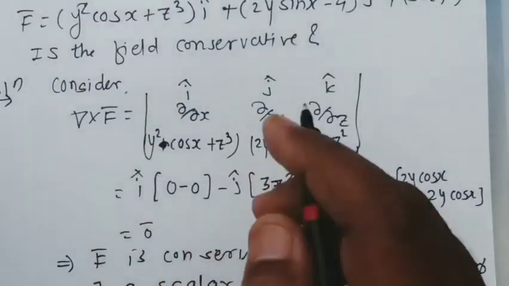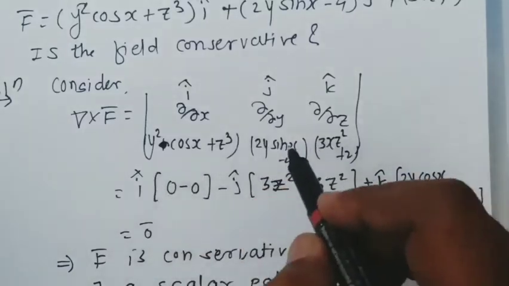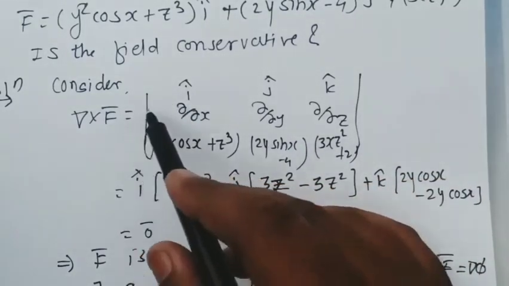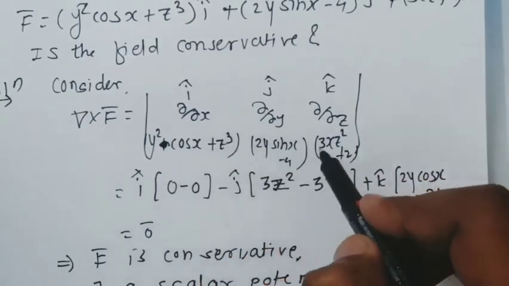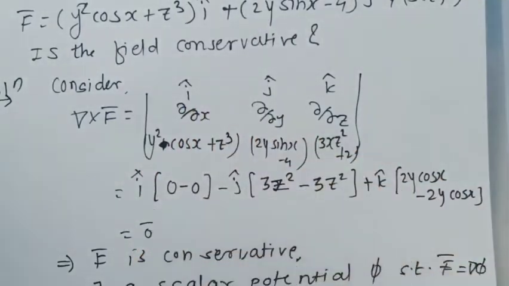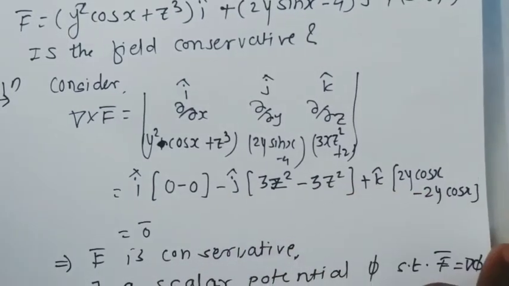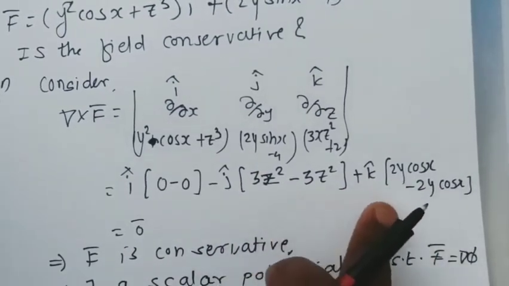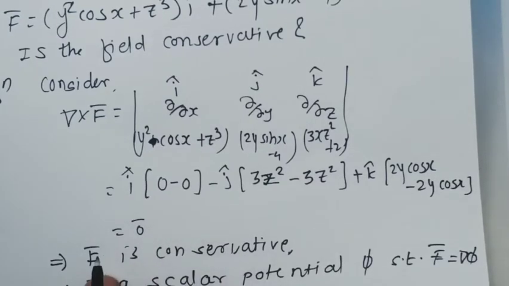So this is for proving that the field is conservative. We have to show that curl is 0. I have calculated the curl. By definition, curl is the determinant with i, j, k; del by del x, del by del y, del by del z; and f1, f2, f3, the components of the given force field. After calculating this determinant, we'll get this calculation. You can check it. Finally, it is the zero vector, that is 0 bar, and this will imply f bar is a conservative field.